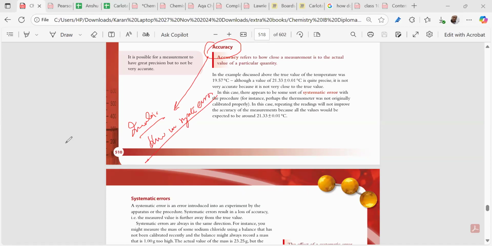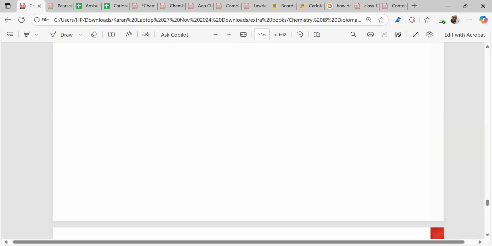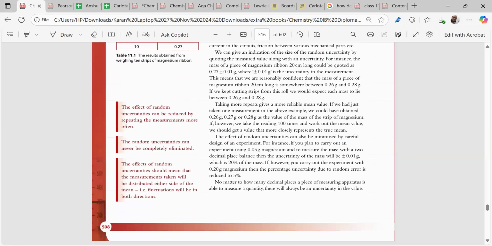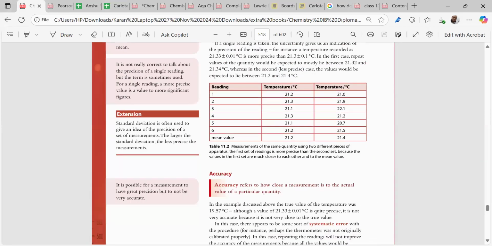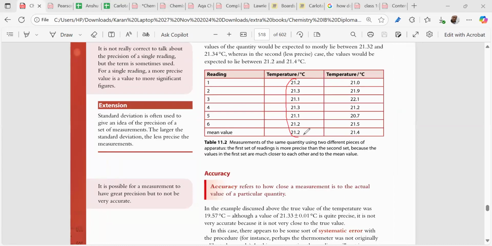If the values which are there, the actual value is what? This book which has been said. So the actual value is what? Suppose the actual value is 19.5, right? But the machine is faulty. The machine might be faulty, whatever, but the value is 19.5. But all the values are coming how much? Please tell me. 21.2, 21.3, 20.3, okay, right?